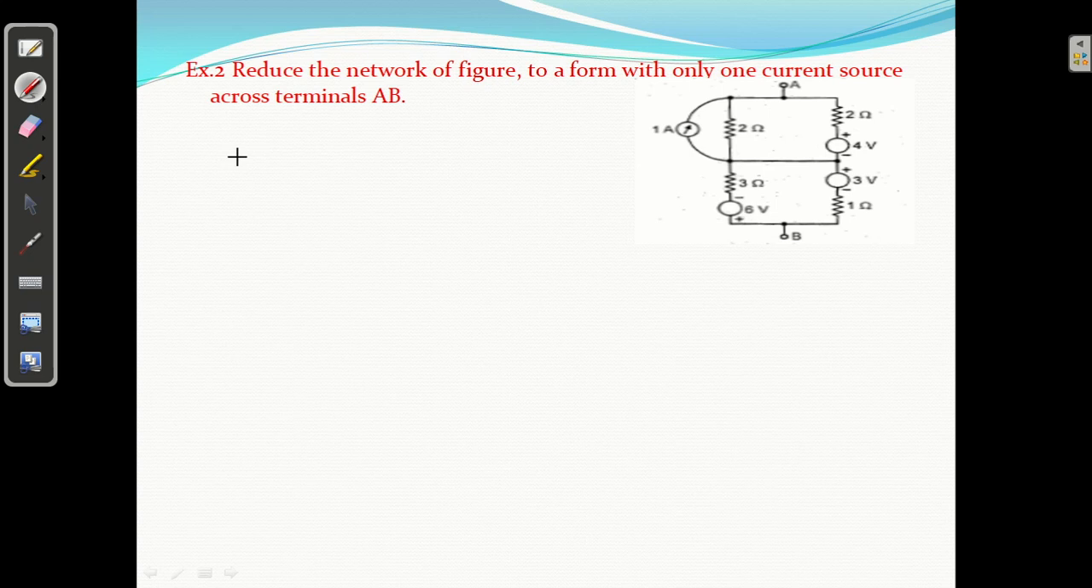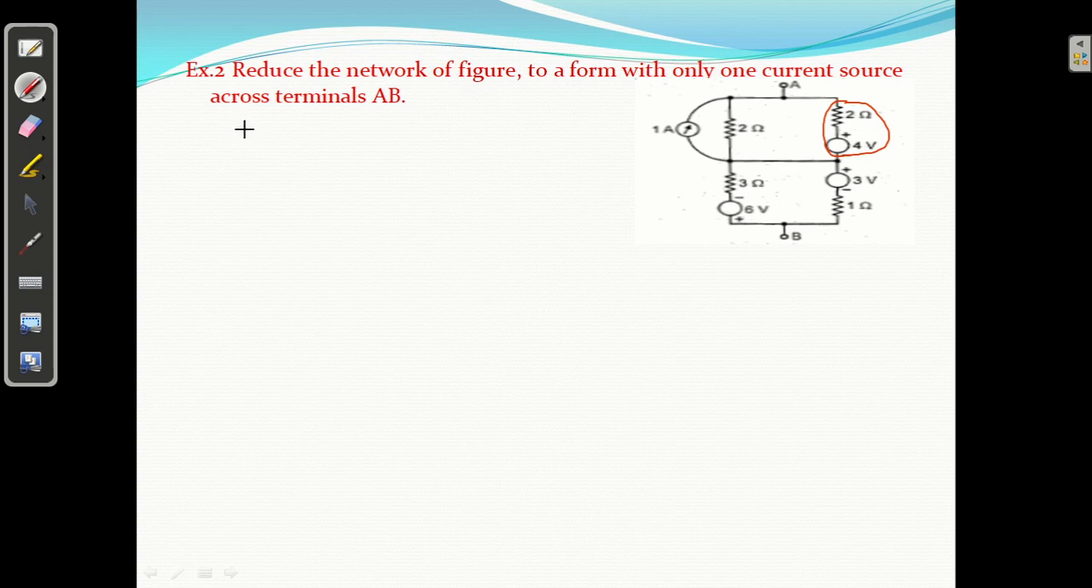So you can say here in this diagram between A and B, this current source and resistance both are in parallel. If you want, you can convert into voltage source, but it is not required. I'm not going to convert this source into voltage source, right? But you can see here this voltage source and this 2 ohm resistance, they are in series. So you can convert into current source.